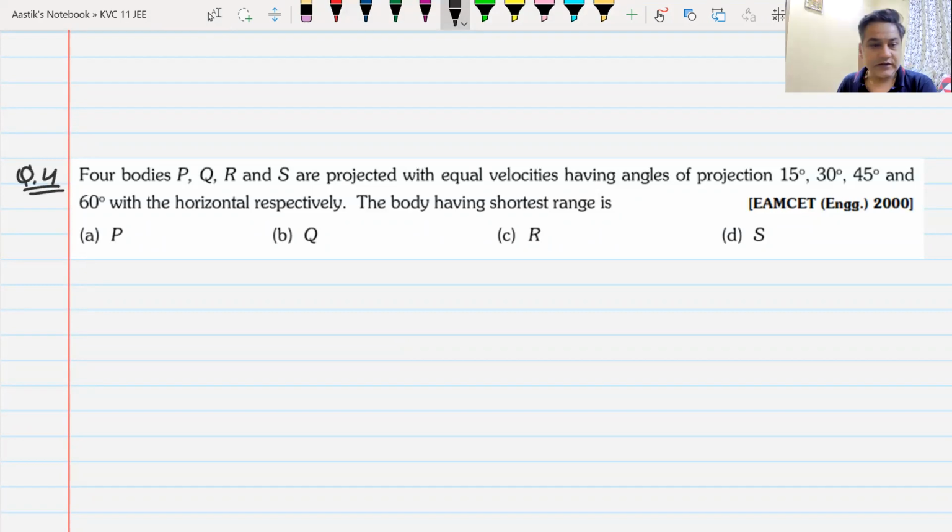Question number 4, if I remember the numbers correctly. Four bodies P, Q, R, and S are projected with equal velocities, having angles of projection 15 degrees, 30 degrees, 45 degrees, and 60 degrees respectively. Which body will have the shortest range? Which body has the shortest range? 1 minute.